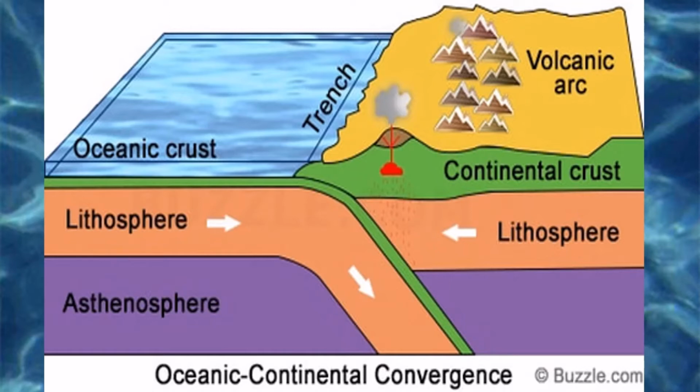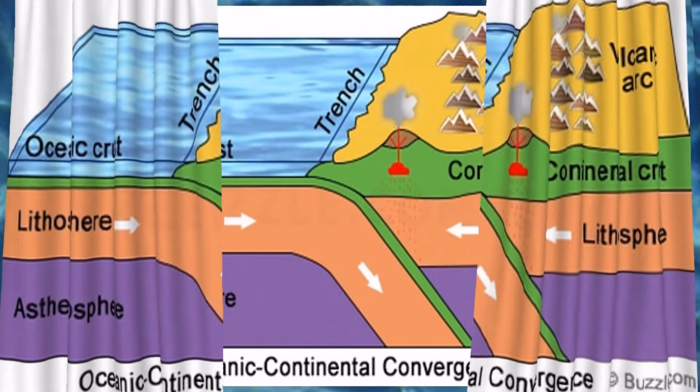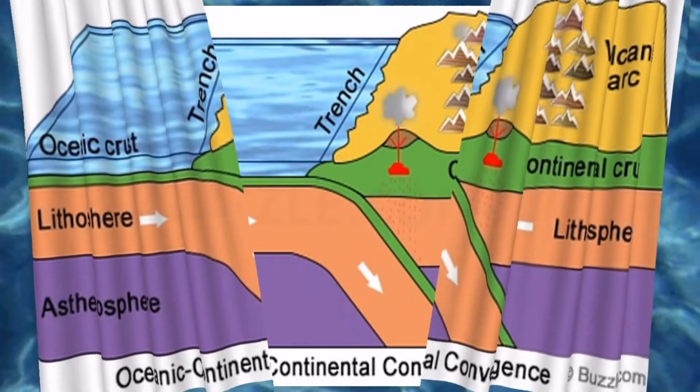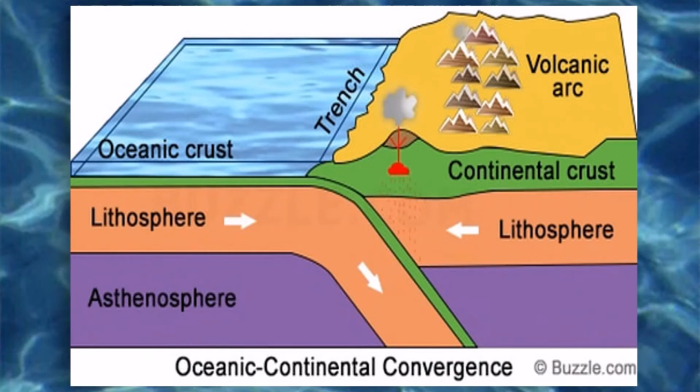Examples of ocean-ocean convergent zones are subduction of the Pacific Plate south of Alaska, Aleutian Islands, and west of the Philippines, subduction of the Indian Plate south of Indonesia, and subduction of the Atlantic Plate beneath the Caribbean Plate.